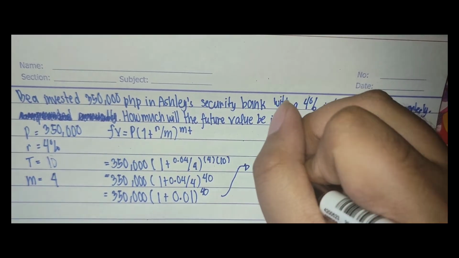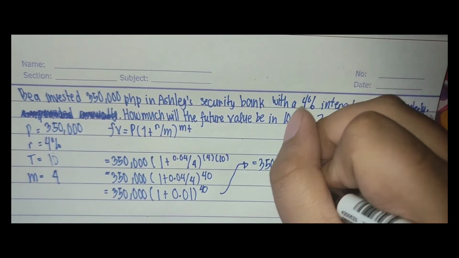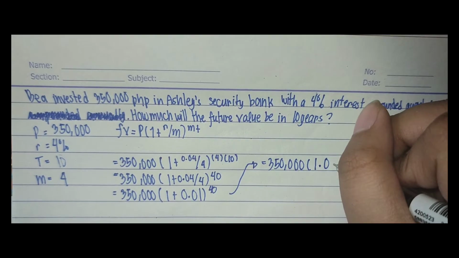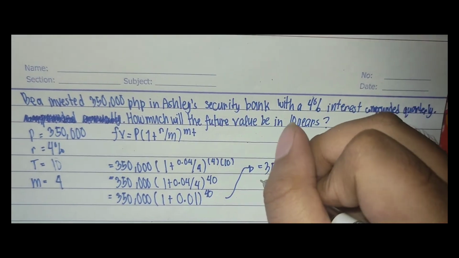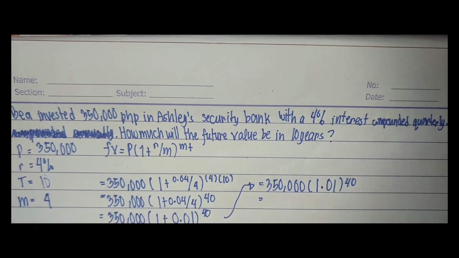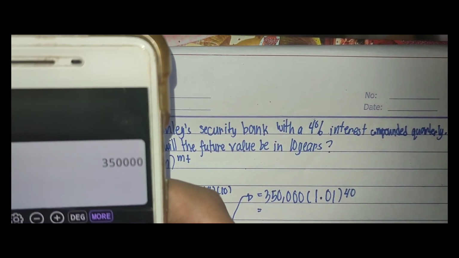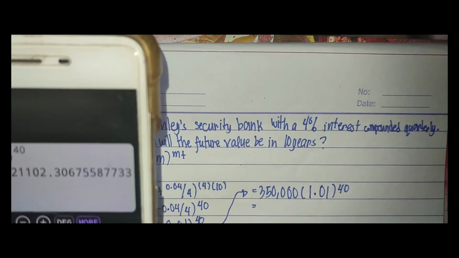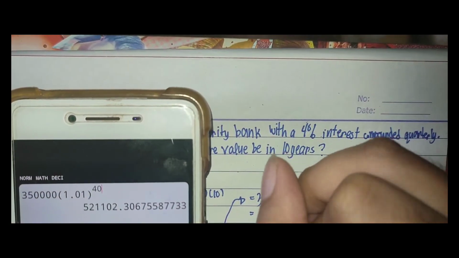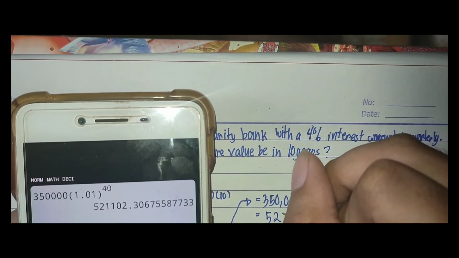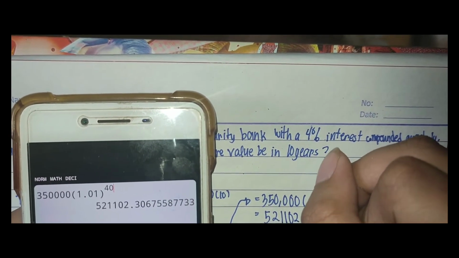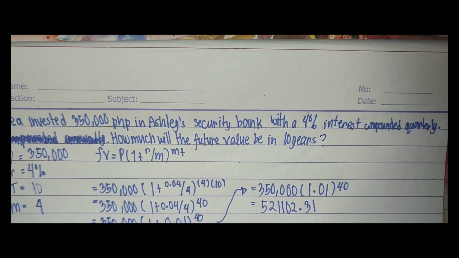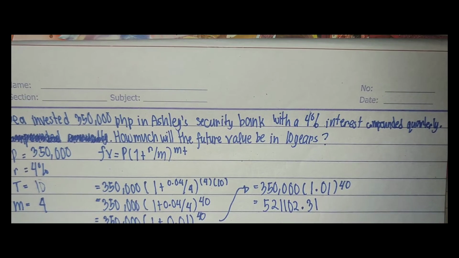Then, ang next is ipagpa-plus na natin siya yung nasa loob. 350,000 times 1.01 to the 40. Tapos pwede na natin siyang diretsong ilagay sa calculator. 350,000 times 1.01 raised to the power of 40. Ayan na siya. 2 decimal places lang kukunin natin. $521,102.31 ang ating future value in 10 years.